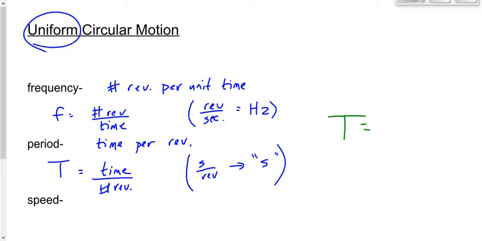T equals 1 over f. They're the exact inverse of one another, right? So if frequency is revolutions per time, period is time per revolution, then the period will be equal to the inverse of the frequency. And similarly, we could use f is equal to 1 over t, the rearranged form of t is equal to 1 over f as well. Units stay the same.